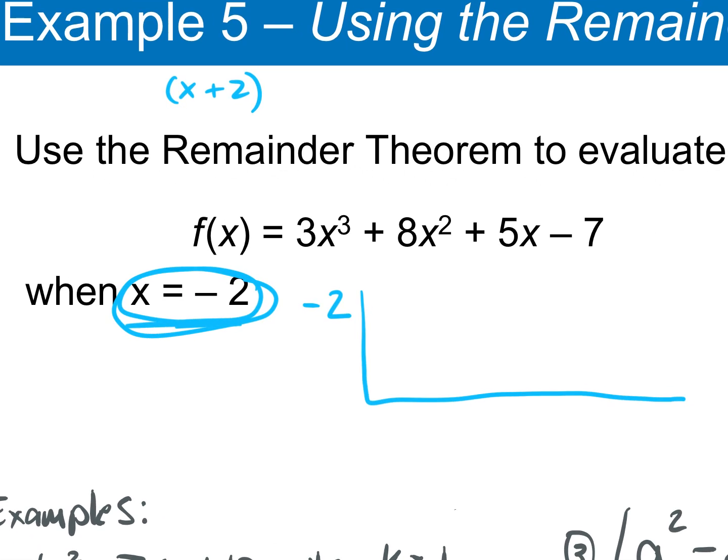Inside the box, are we missing any terms? We have x to the third power, x to the second, x to the first power, constant. Not missing anything? We're good. Let's put it in the box. So we have 3, 8, 5, -7.